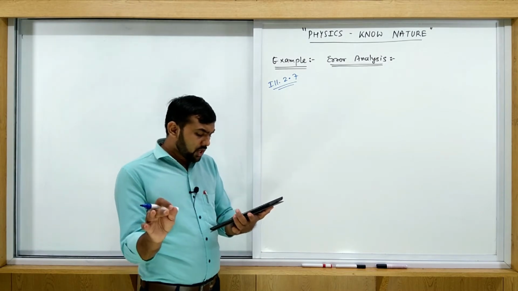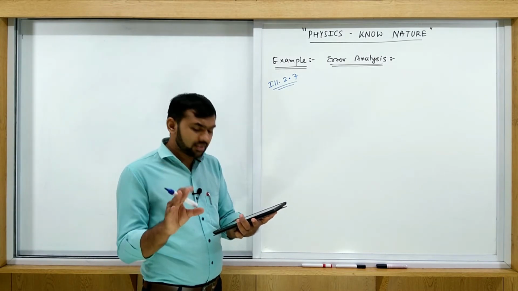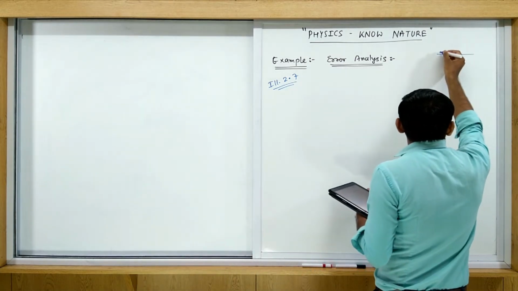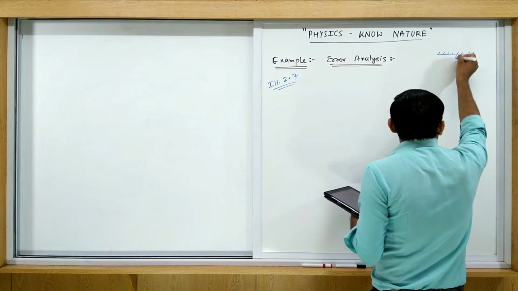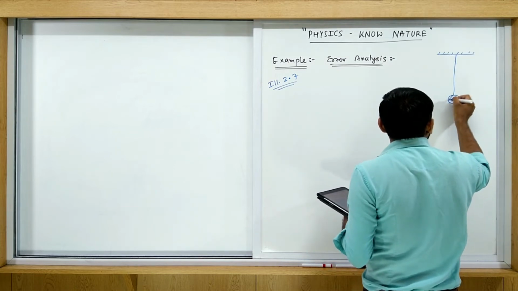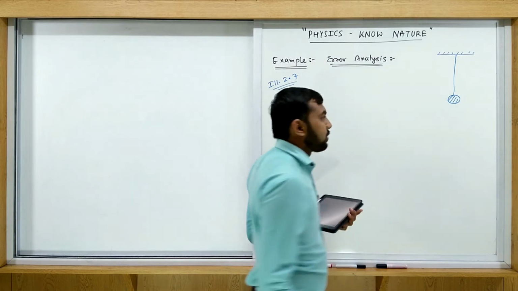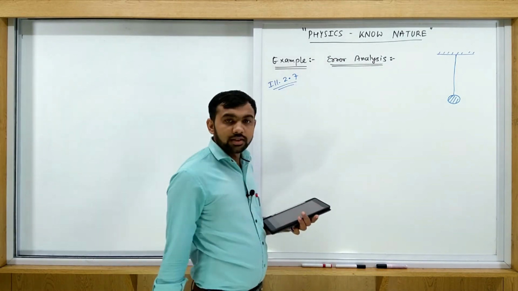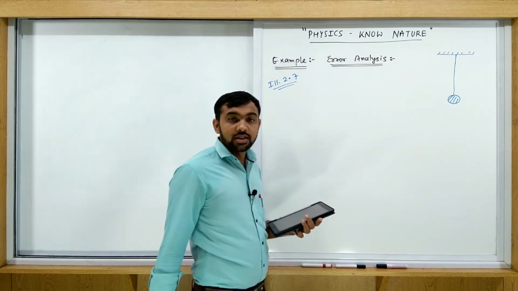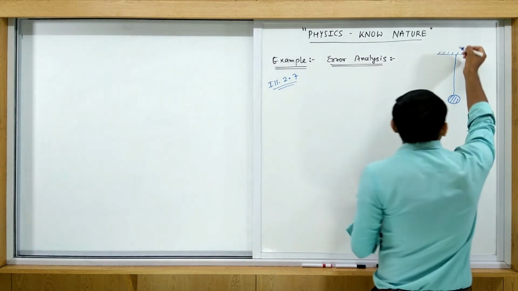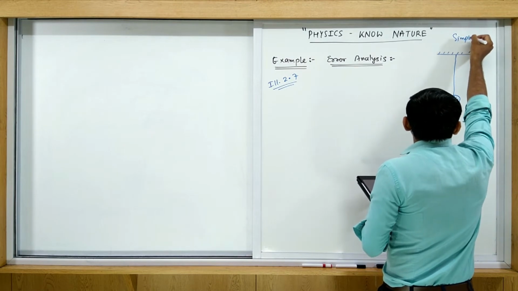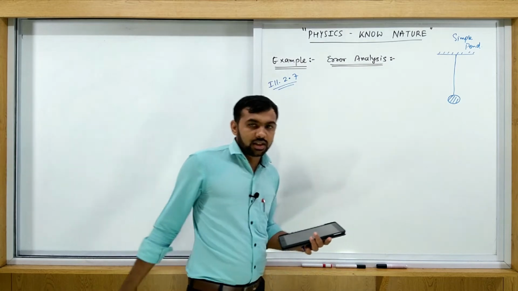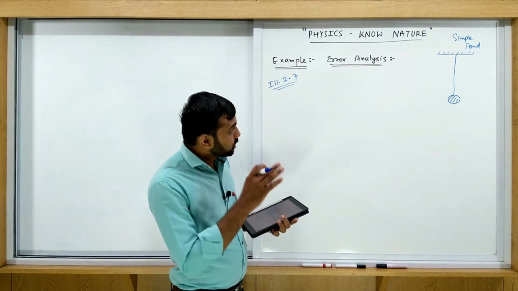We measure the period of oscillation of a simple pendulum. First of all, what is a simple pendulum? If you connect one bob with a string like this, then this type of arrangement is considered a simple pendulum. We will discuss the simple pendulum in detail later on, but this is called a simple pendulum.